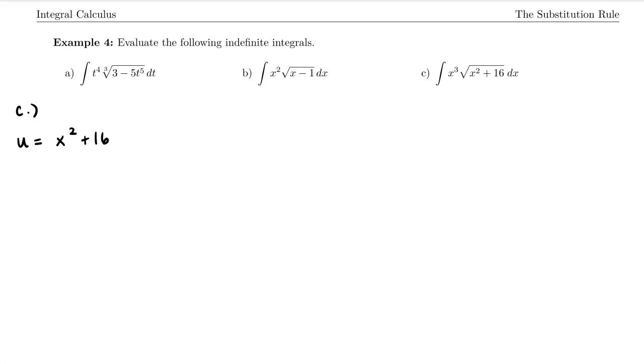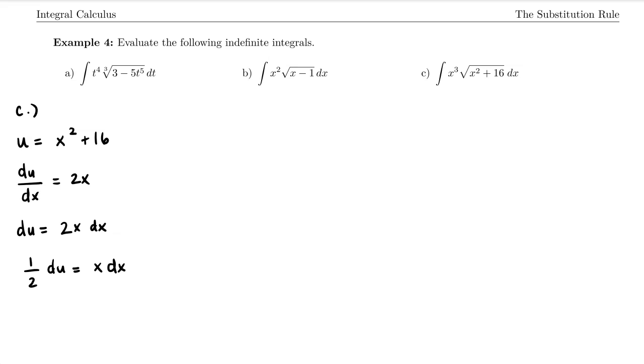And from here, if I were to take the derivative of both sides, I'd end up getting du dx is equal to 2x. Now, if I solve for du, I get du equals 2x dx. And now I'm going to divide both sides by 2. If I do that, I get 1/2 du is equal to x dx.